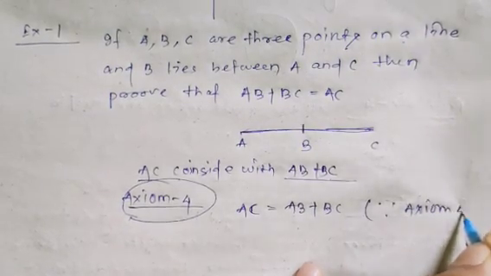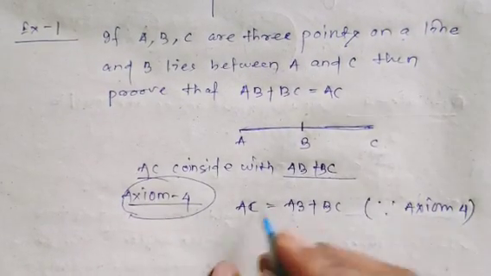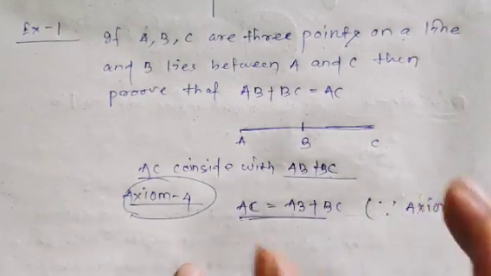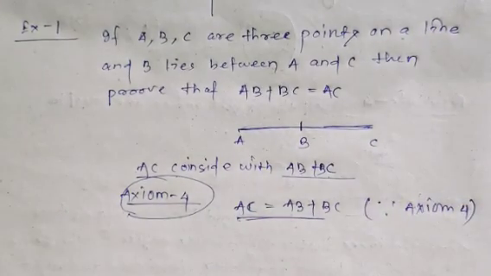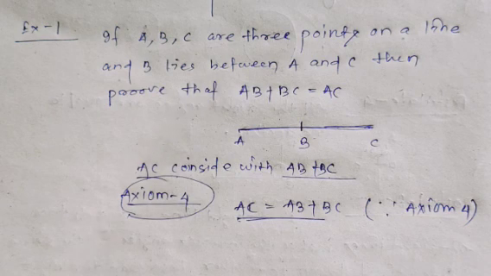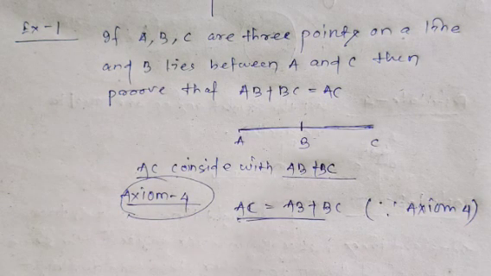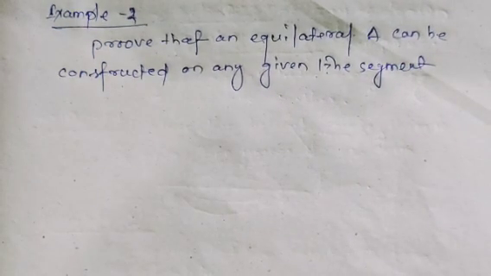So we proved this. You only have to write a single line that according to axiom number 4, things which coincide with each other are equal to one another. This is your example number 1. Okay, we'll go to example number 2.